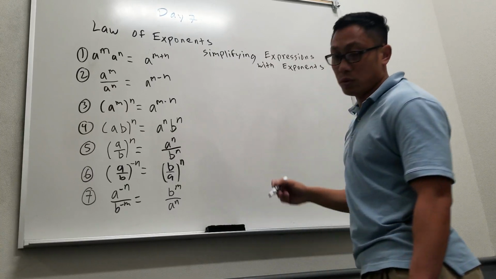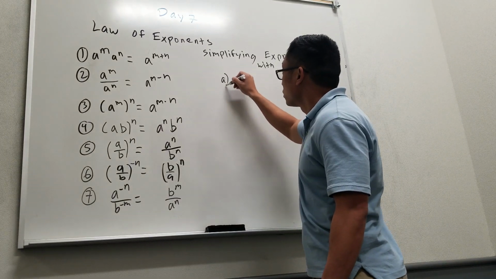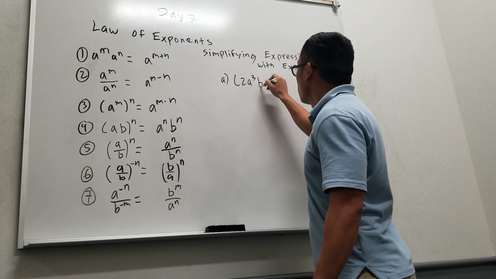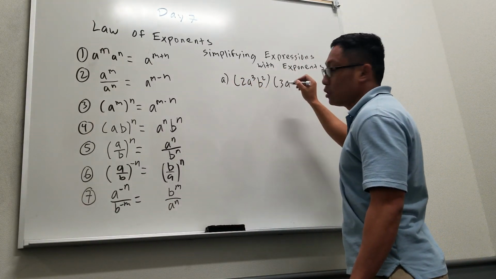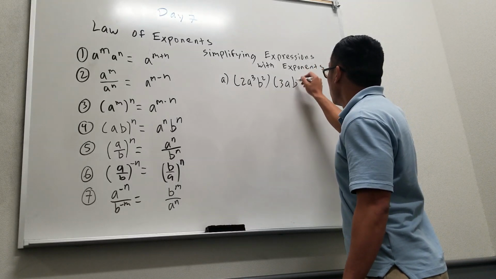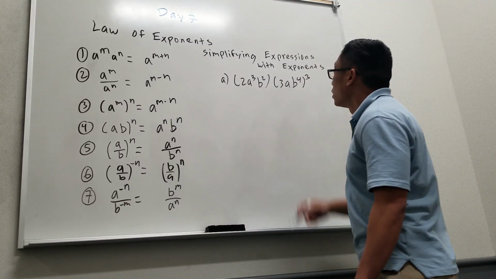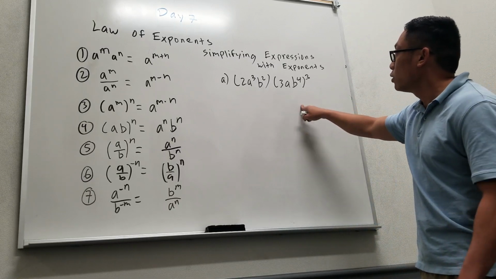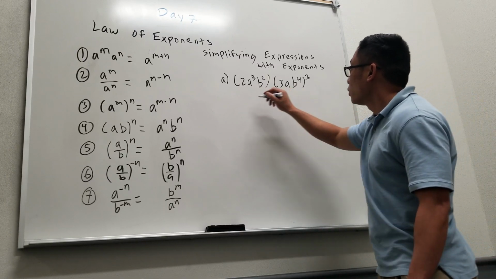Alright, let's do an example. So 2a cubed b squared times 3a b to the 4, all cubed. So be careful not to distribute these. You gotta do order of operations. Don't multiply this and this. So we gotta do order of operations first.